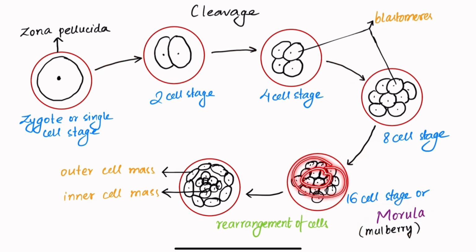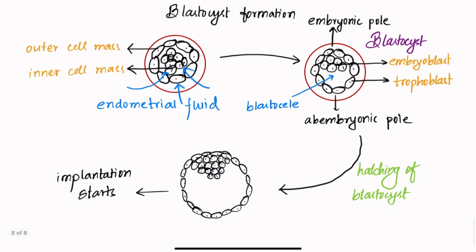The cells of the morula rearrange themselves to form the inner cell mass and the outer cell mass. The inner cell mass in future forms the embryoblast, and the outer cell mass in future forms the trophoblast. Blastocyst formation starts from this particular structure, which is present inside the uterine cavity. The uterine cavity contains endometrial fluid, which enters inside this structure and forms a large cavity filled with endometrial fluid called blastocele. As a result, the inner cell mass gets pushed towards one particular pole and is now called the embryoblast because it forms the future embryo. The embryoblast is surrounded by trophoblast, which forms part of placenta.